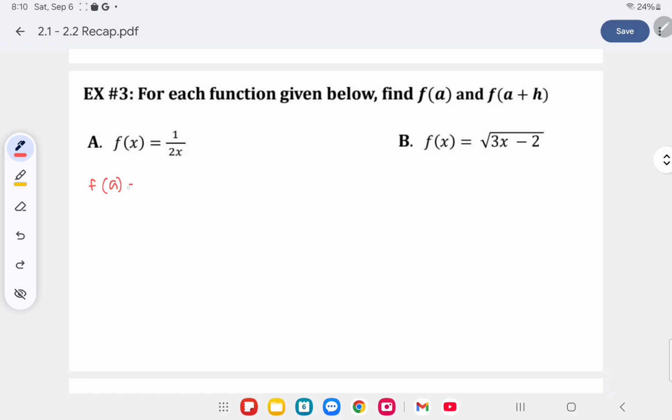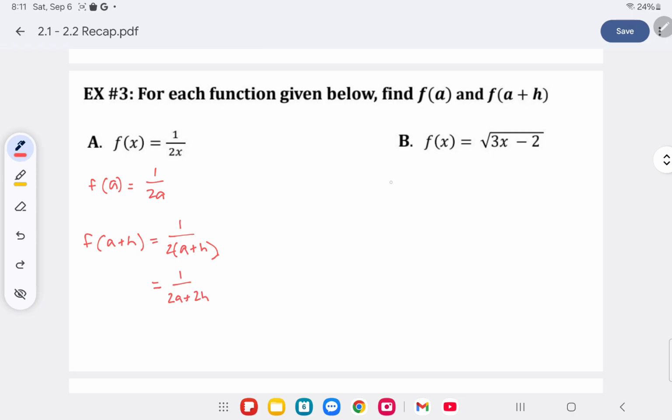So f of A, instead of 1 over 2x, would be 1 over 2a. For f of a plus h, we'd have 1 over 2, where the x is, we're going to substitute a plus h. Really important to put it in parentheses because we need to multiply both of those by 2.